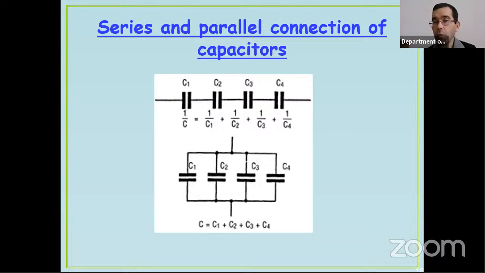Just a remark, later we are going to talk about resistors. For resistors, it's just the opposite. If we have resistances connected in series, then we just have to sum up the resistances in order to get the net resistance. And if we have resistors connected in parallel, then we have to use this reciprocal law.